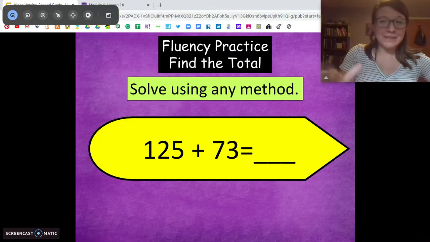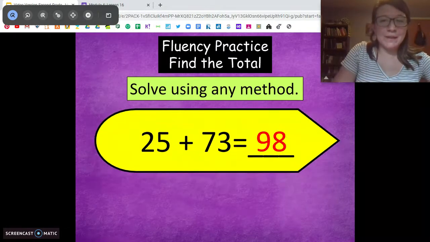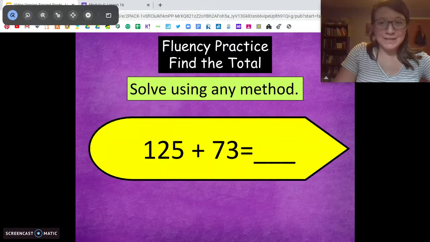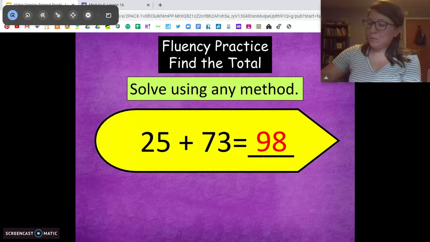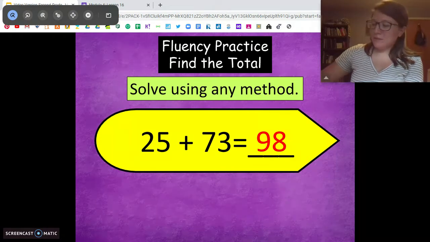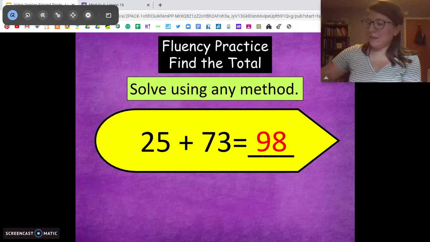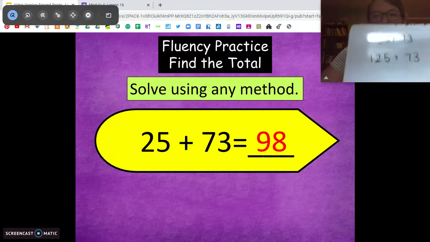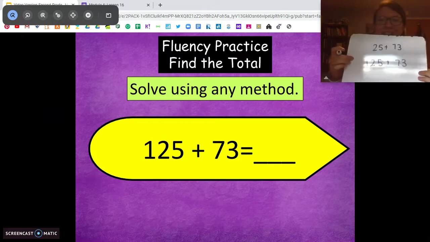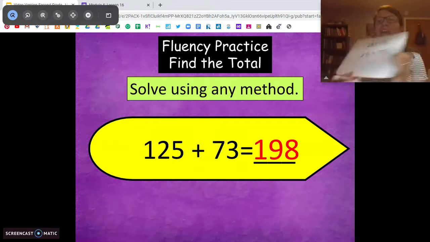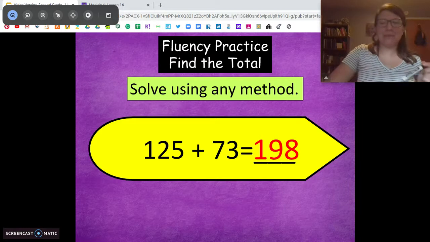Now you should have noticed something similar with this problem and this problem. What's similar between, I'll write them on my board for you, 25 plus 73 and 125 plus 73? Do you notice the similarity? Good. Yep, this one's just 100 more, so you should have gotten 198. Awesome. All right, let's try another one.